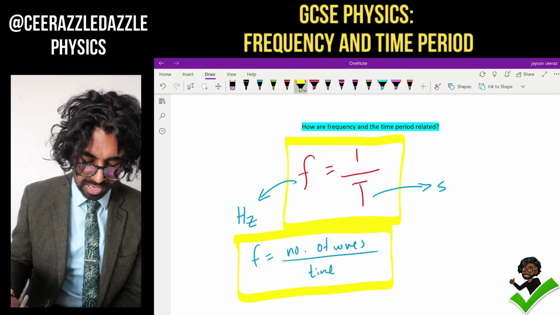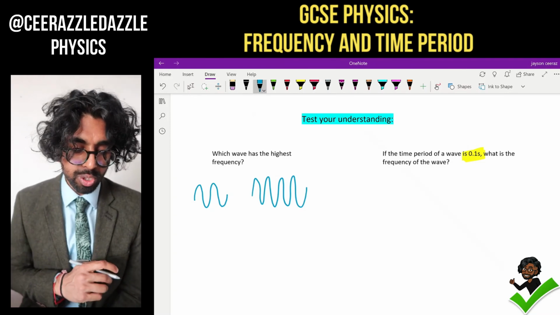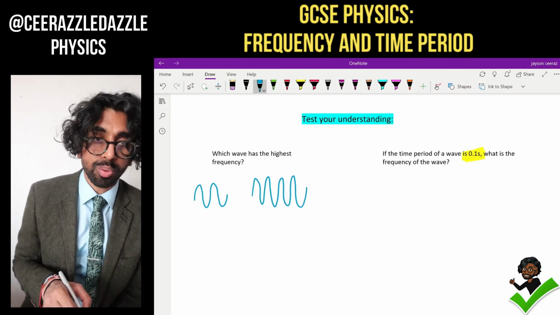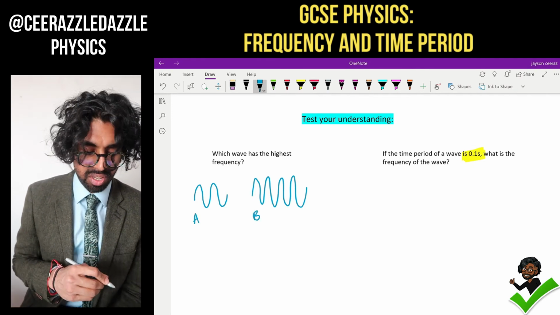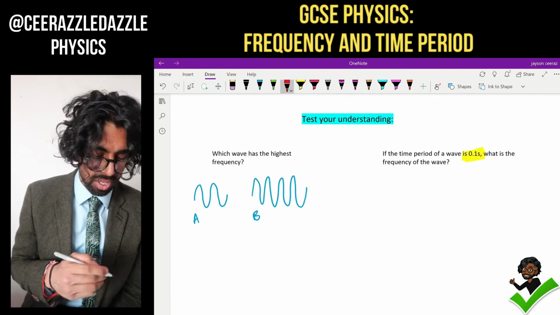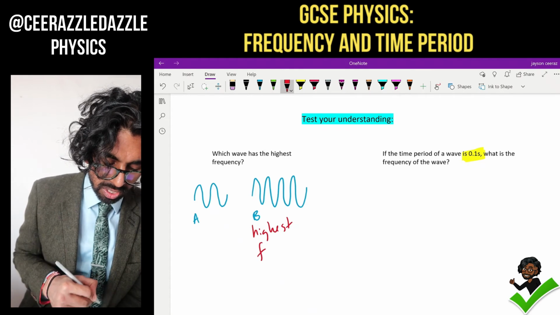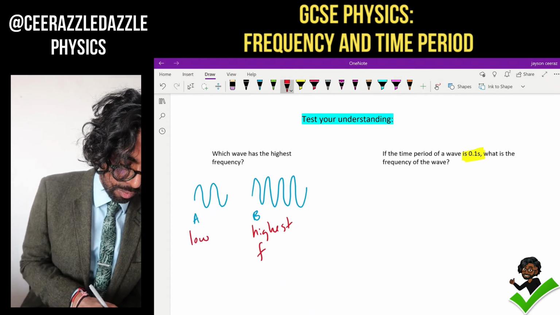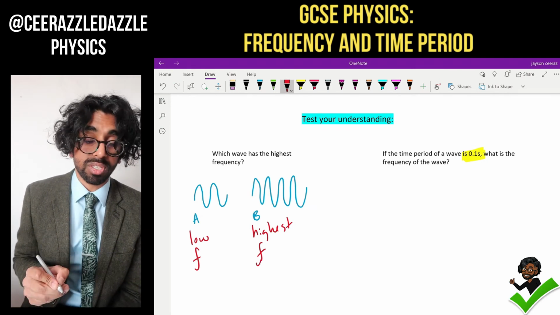All right, let's test understanding. Right, so we've got the following diagram. Which wave has the highest frequency? Which one is it, A or B? We can simply glance at it. We know that B has the most number of waves in the same unit of time. So B has the highest frequency, and this one has a low frequency. Notice I'm going to use F to represent frequency.